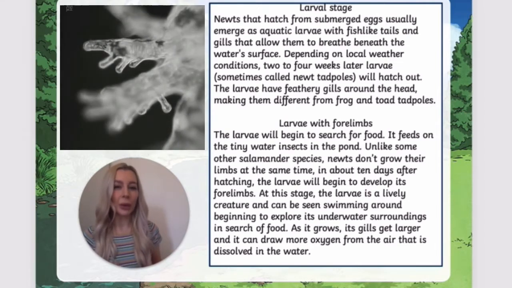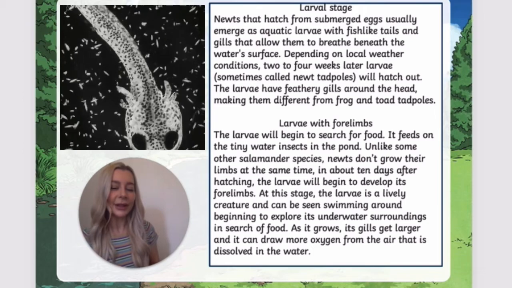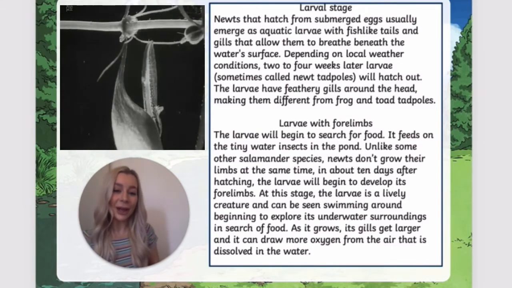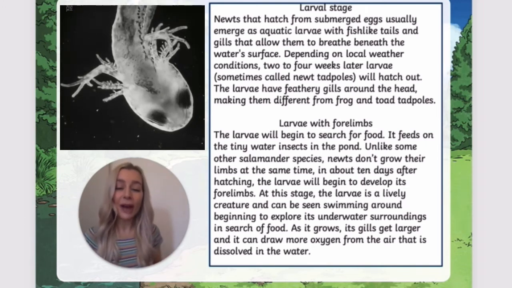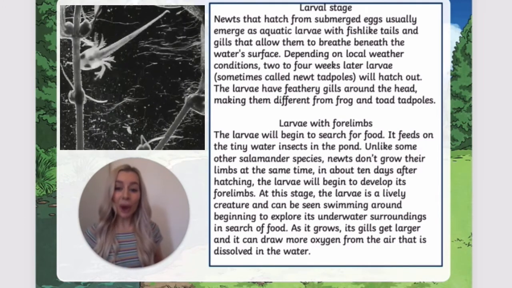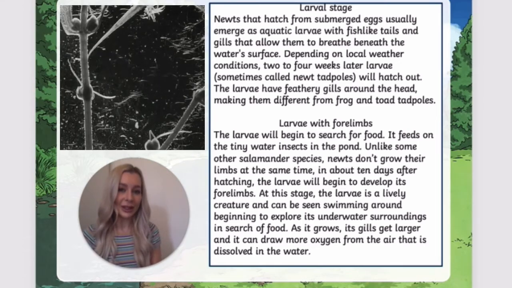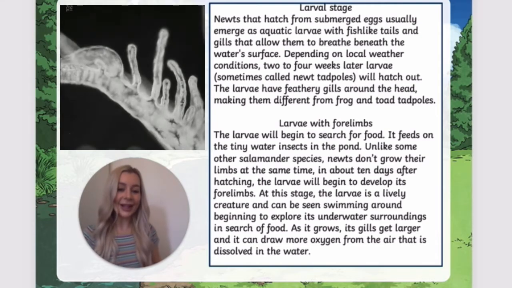Which one do you think works best? As it grows, its gills get larger because it can breathe beneath the water's surface. Or, as it grows, its gills get larger, so it can breathe beneath the water's surface. So works perfectly in this sentence. Because it has bigger gills, it is able to breathe deep below the water's surface. So is the word that works in this sentence.